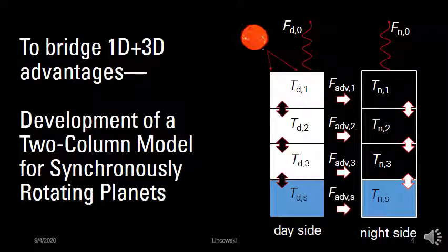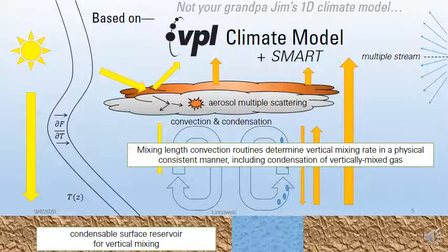To bridge these 1D and 3D model advantages, I've developed a two-column model for synchronously rotating planets. Before I talk about the two-column model, I'd like to introduce the one-column model underpinning this work, which is the VPL climate model developed recently. Now, this is really not your Grandpa Jim Kasting's 1D model that's been in use for the last several decades. This model wraps a versatile line-by-line, multi-stream, multi-scattering radiative transfer model, SMART, which has been around for a while.